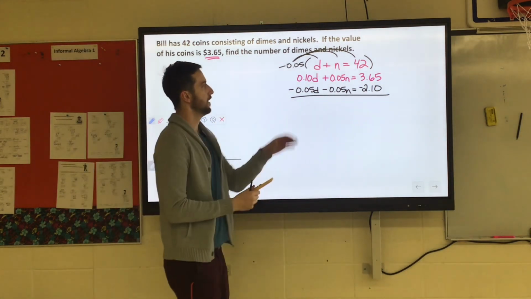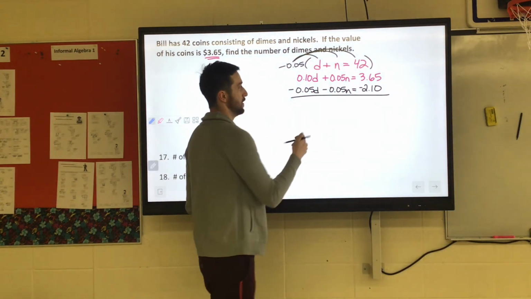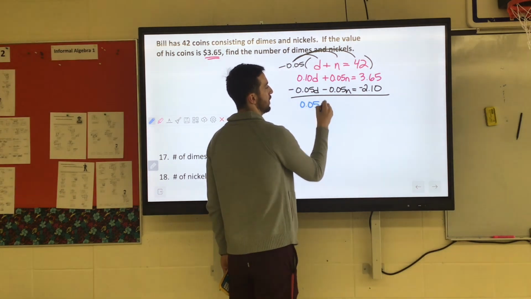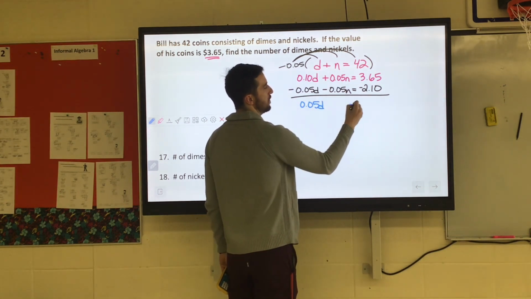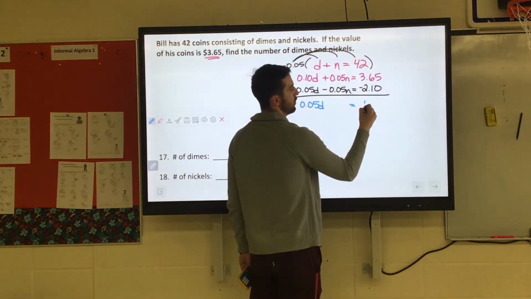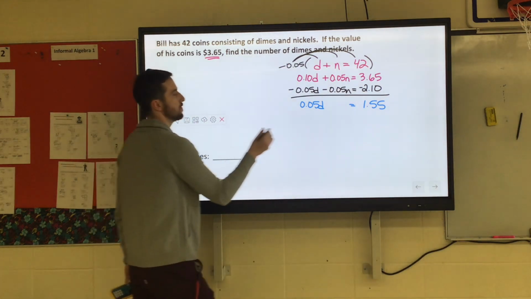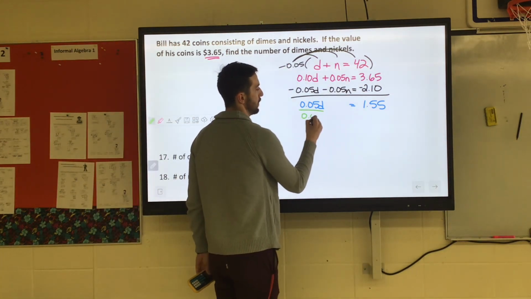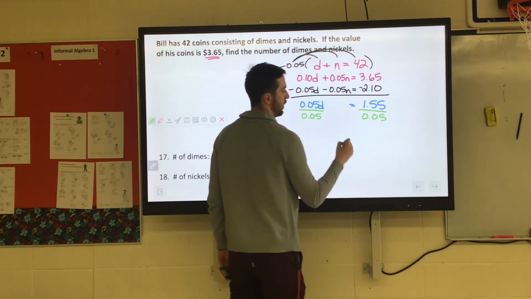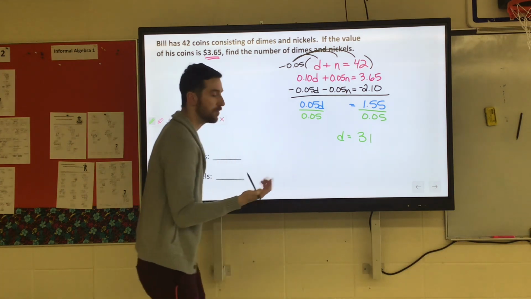All right, we have 0.10 D minus 0.05 D. 10 cents minus 5 cents. It's like 0.05 D. The N's will cancel. $3.65 minus $2.10 would be $1.55. All we have to do now is divide by 0.05. And it gives us 31. There's 31 dimes.